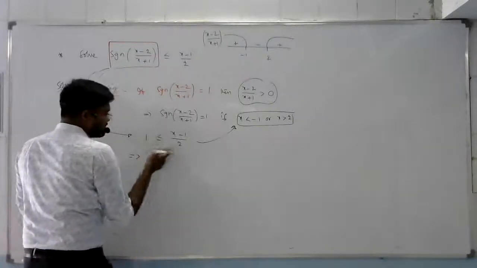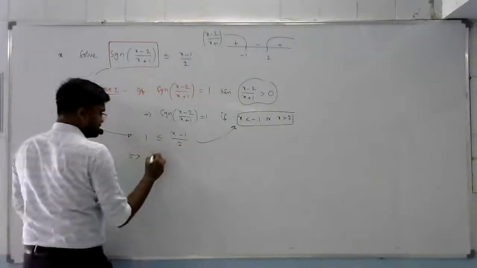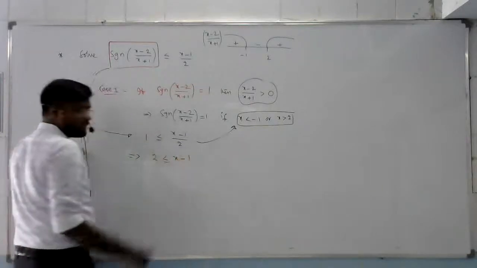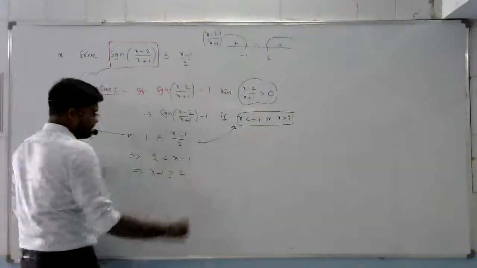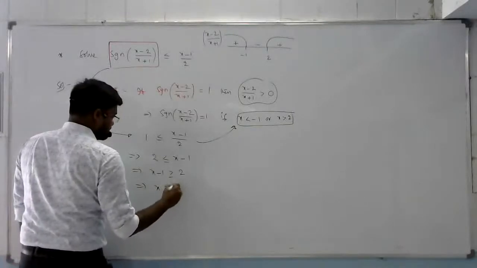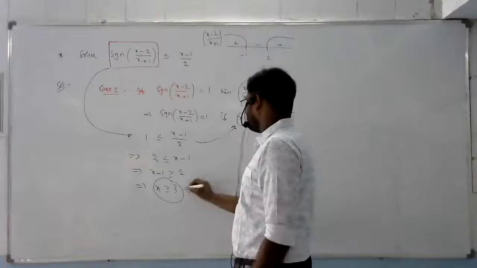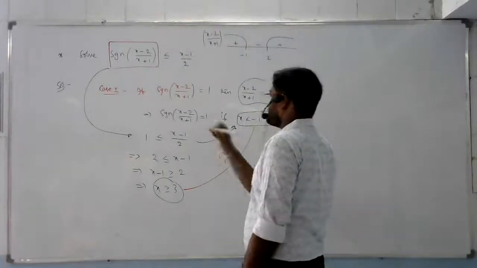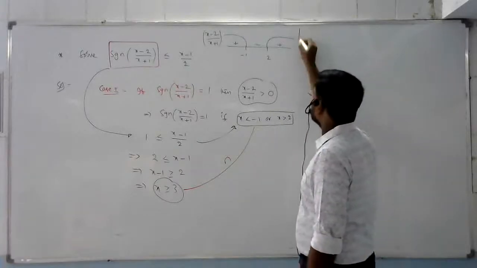Now, how to solve this inequality is very simple. You can do cross multiplication directly because 2 is positive. 2 less than or equal to x minus 1. If I reverse this inequality, I'll get x minus 1 greater than or equal to 2. So from this one, x greater than or equal to 3. Understood? Now finally, what will be the intersection of these two? You know how to take the intersection.